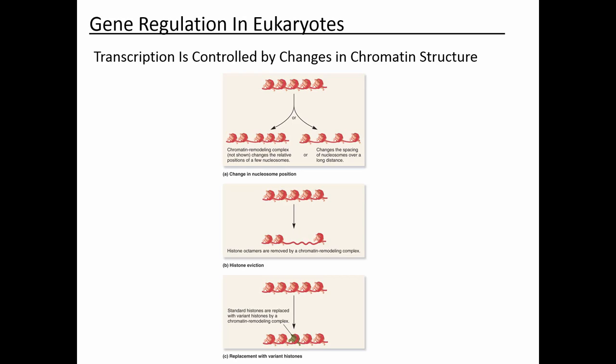So if you remember, we talked about in eukaryotic cells, the DNA is wrapped around these histone proteins, and there's modifications that happen to histones that can either increase or decrease the rate of transcription, and they do that by affecting the chromatin structure.